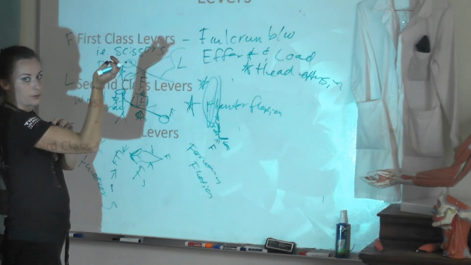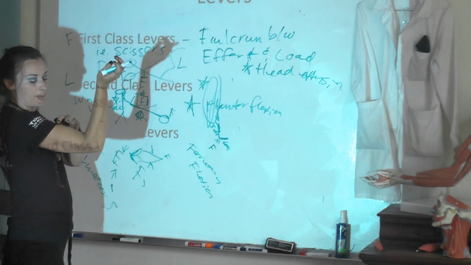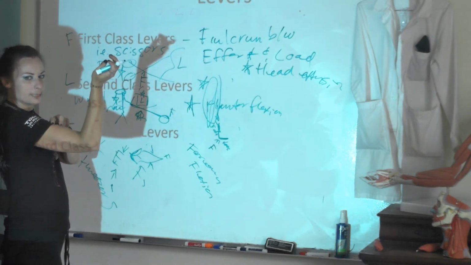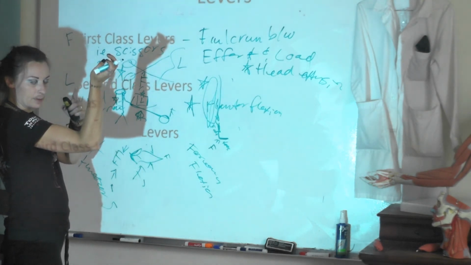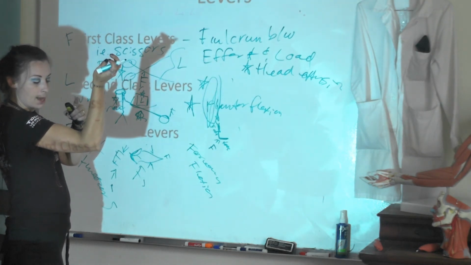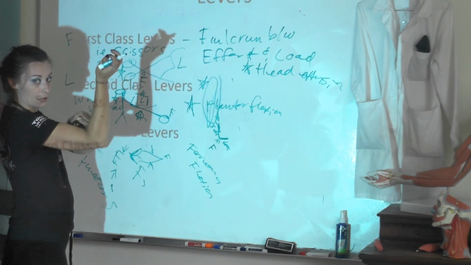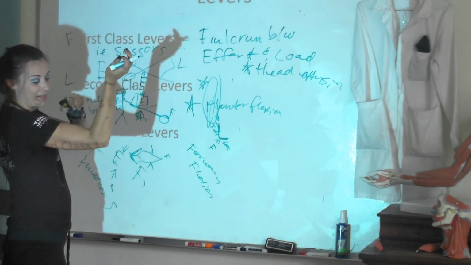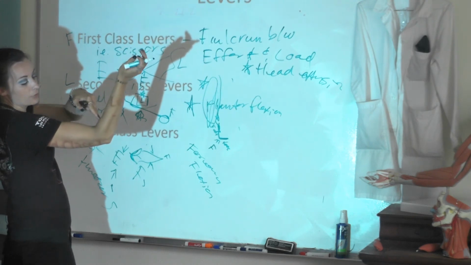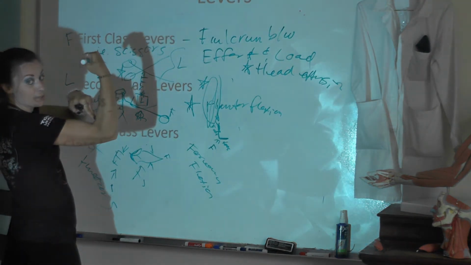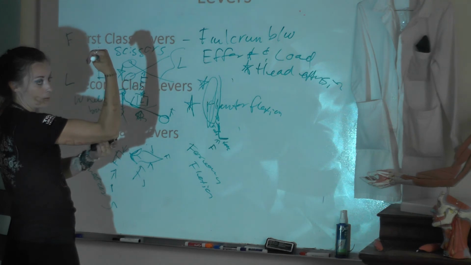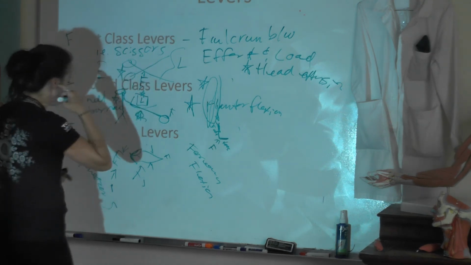What muscle is doing this work? It's my biceps brachii, right? Does anybody remember? Has anybody been studying their origins and insertions? I know at least one person has. And so, okay, great. Where does it insert? Radial tuberosity, right? That's where it's inserting. So all of the work that I'm doing is, in fact, between my fulcrum and my load.